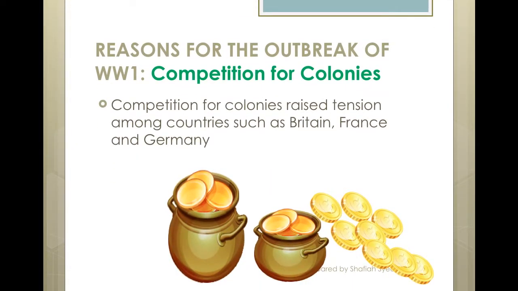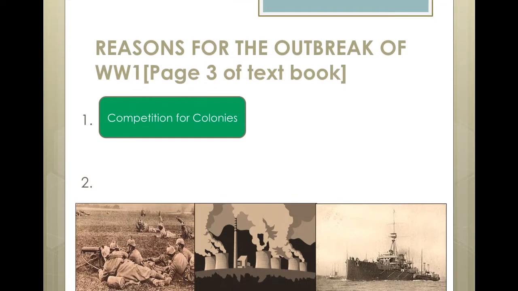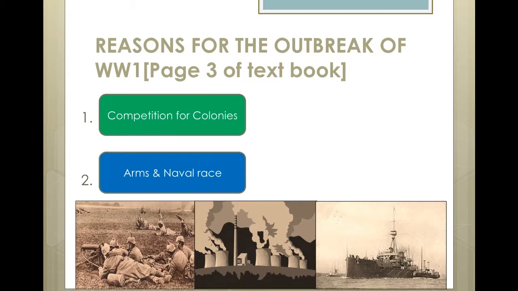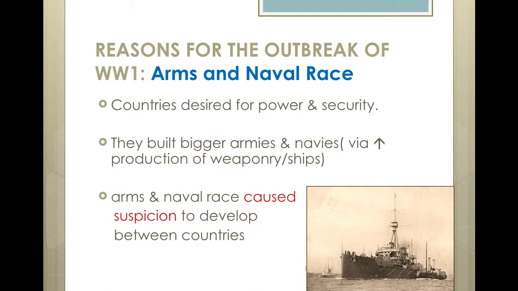So far, we have completed competition for colonies as a reason for the outbreak of World War I. Another reason for the outbreak of World War I is the arms and naval race between the European nations. Countries desired power and security. Hence, they built stronger and bigger armies and navies.